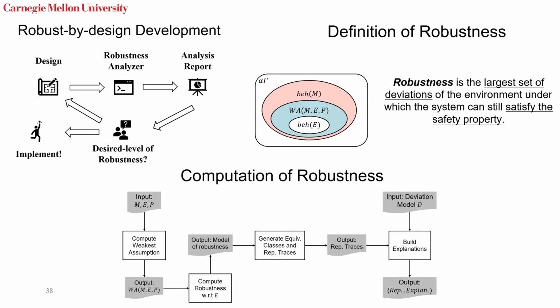To conclude, in this work, we are promoting a robust by design process for software development. We propose a formal definition of robustness and present a technique for computing it. And we demonstrate that this tool enables a robust by design process.